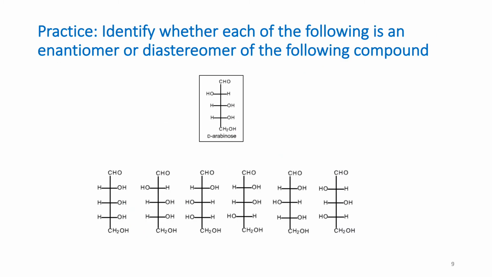Identify whether each of the following is an enantiomer or a diastereomer of the following compound. So here's a compound called D-arabinose. Hopefully you can see based on the last chiral center of this molecule, the OH is on the right, making it a D carbohydrate. And so let's take a look at this. All these have aldose distinctions because of the CHO at the top, okay? And let's call these 1, 2, 3, 4, 5, 6.